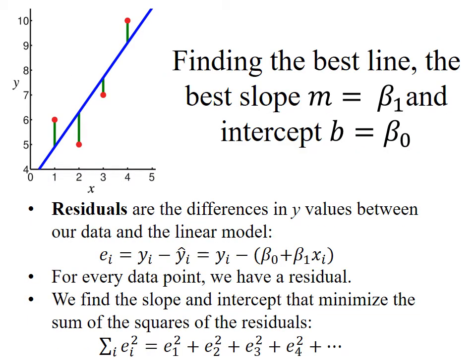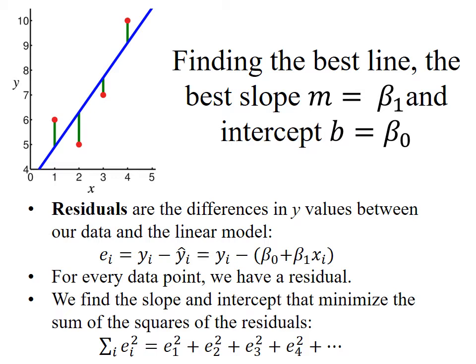So what do I want to do? How do we find the best possible slope, m, and the best possible intercept, b? Well, we need to consider the residuals. The residuals are the differences from the data point to the line. They're the differences in y values between the data and the linear model. On this little graph, the residuals are those little green segments. The line is blue, and the data points are red.